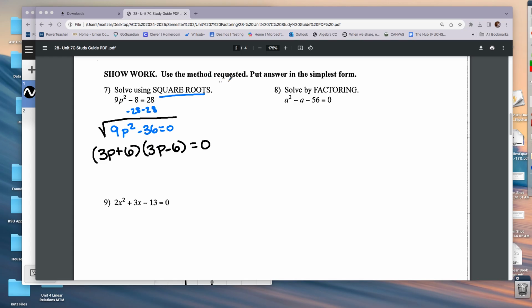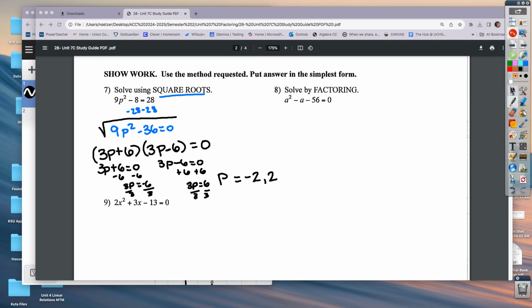Now I have to solve it. So I'm going to say 3p plus 6 equals 0 and 3p minus 6 equals 0. So each of these factors are going to equal 0. If this is 0, what's p? All right, so I'm going to just solve it like a two-step equation. 3p equals negative 6. Divide by 3. So I get p equals negative 2. Over here, I add 6. 3p equals 6. Divide by 3. And I get p equals positive 2.